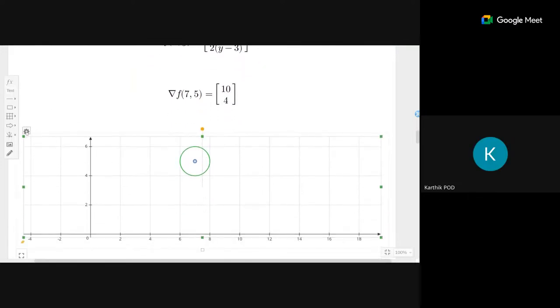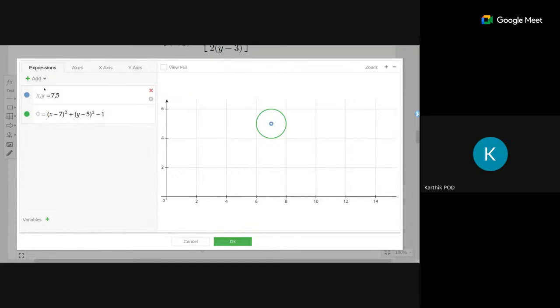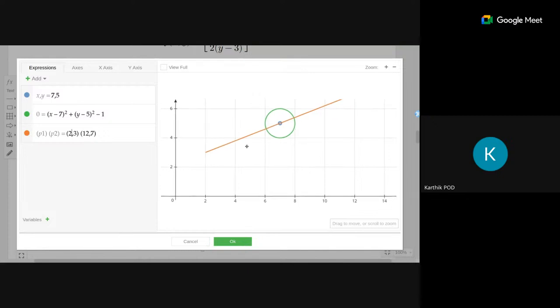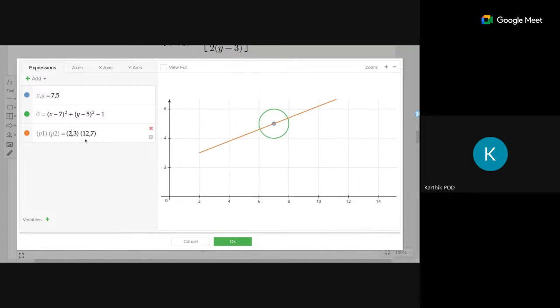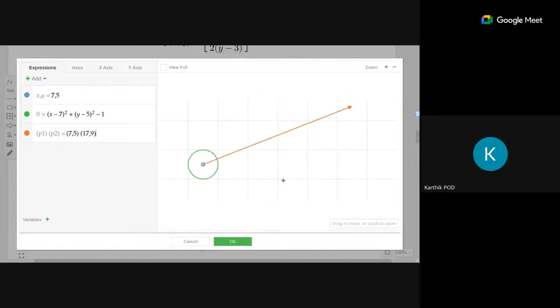So I'm going to plot this vector there. So the vector will start from 2,3, and I'll go to 10,4, right? So this is 10 plus 2 and 7. So why are you starting from 2,3? Because the base of the vector is there, right? You can start it from origin also. That's correct. But sorry, not 2,3. You are right. So it should be 7,5 and 17 comma 9. Is that correct? Yeah.